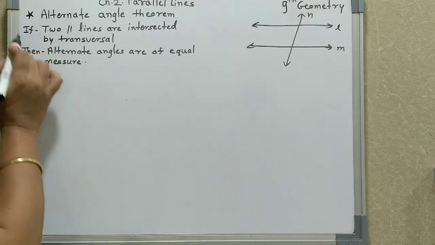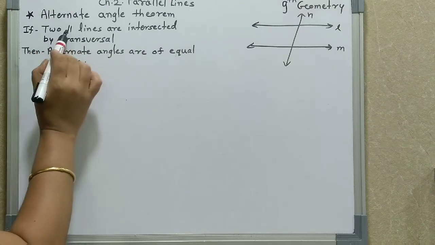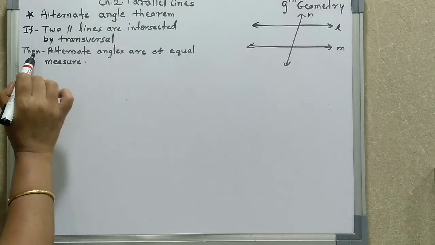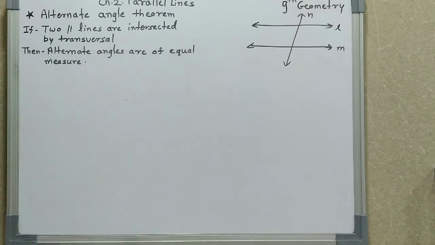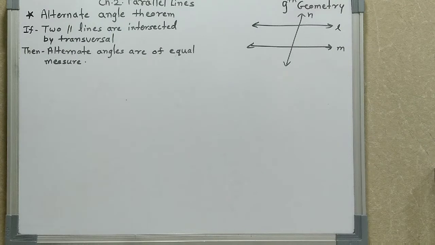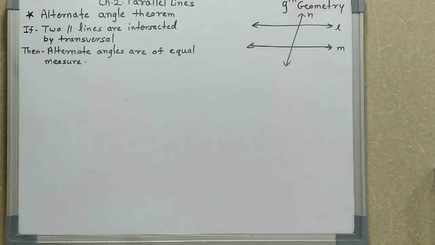So first I write the if part: two parallel lines, this is the sign of parallel, are intersected by a transversal. And this is the then part: then alternate angles are of equal measure. Equal measure is the end of the statement, so this is the prove part, and two parallel lines intersected by a transversal is our given part. So we already know what is given and what is to be proved.